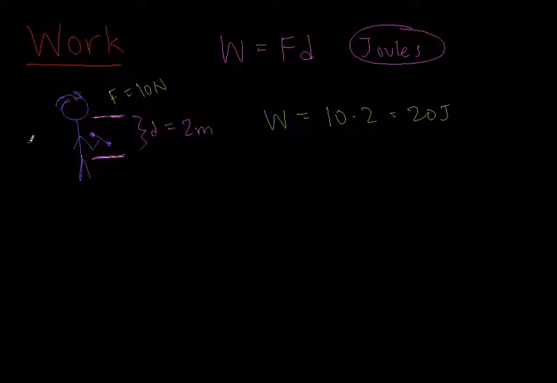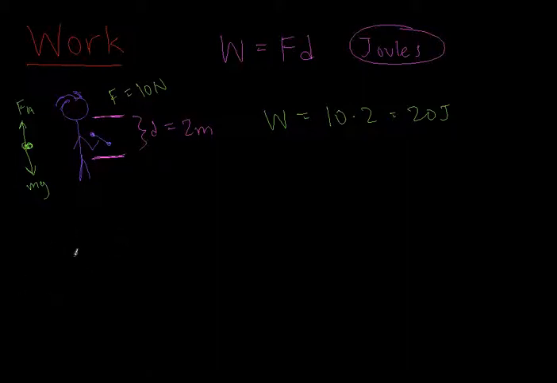However, if we look at the force diagram, we see that there's an applied force here, but there's also gravity here. Gravity actually does an equal and opposite amount of work in this case because it's working in the downward direction, and it's moving negative 2 meters because its movement is opposite of the force. So gravity is also doing 20 joules of work in this case.